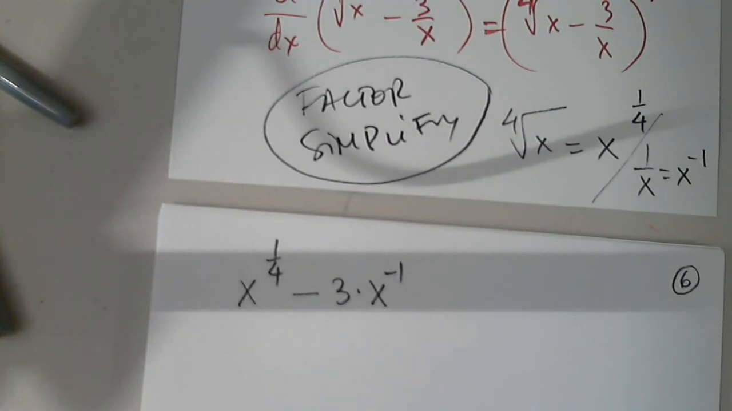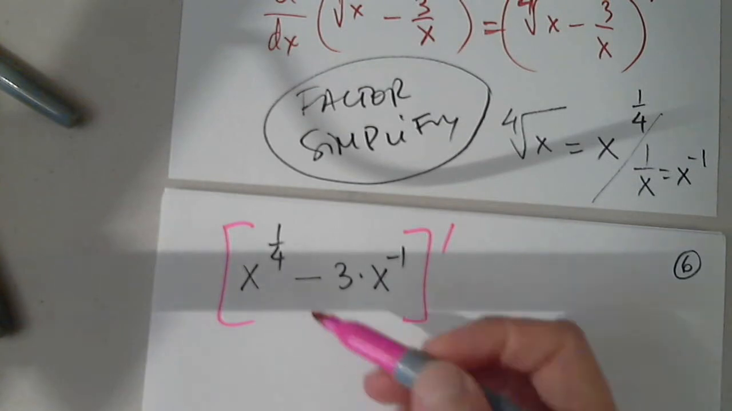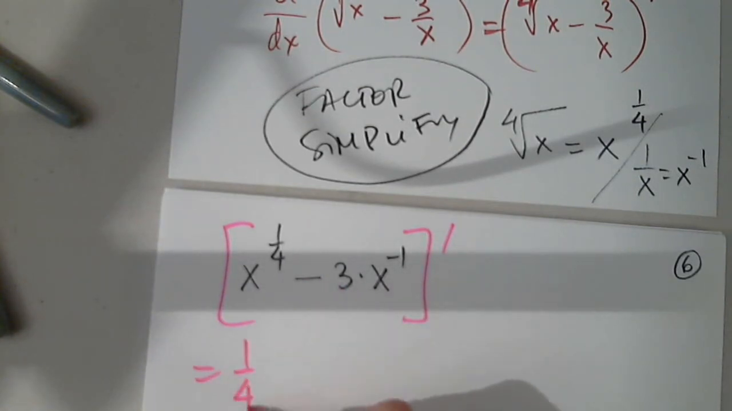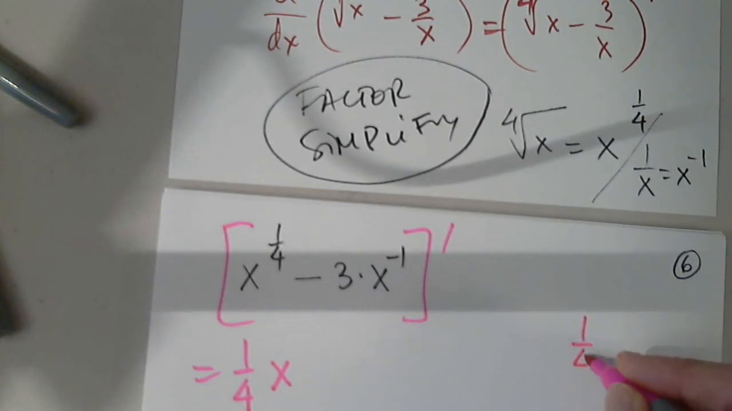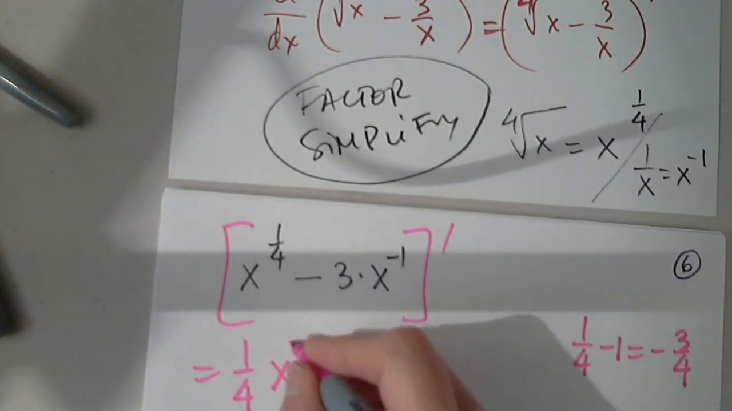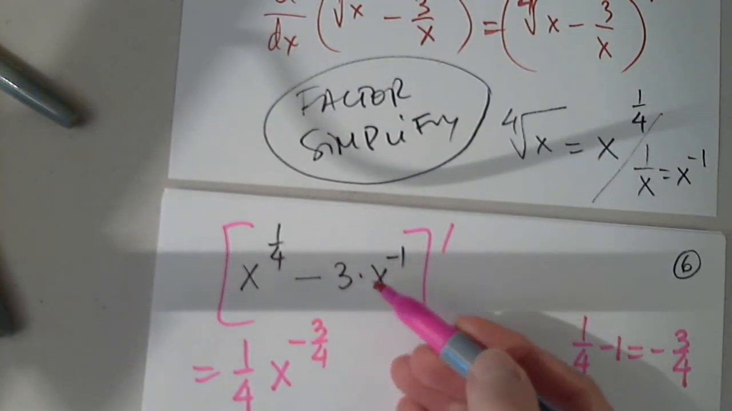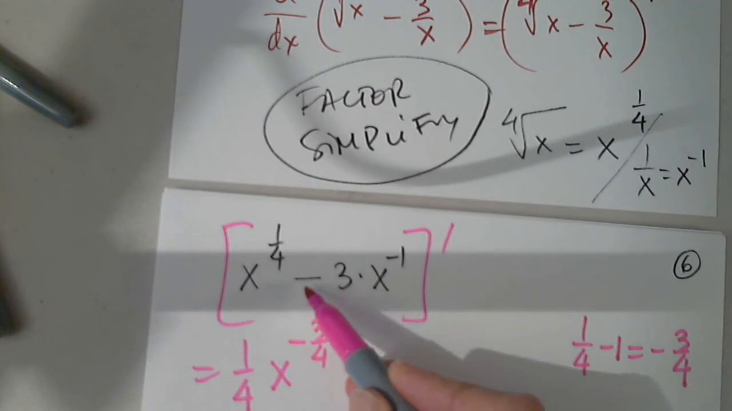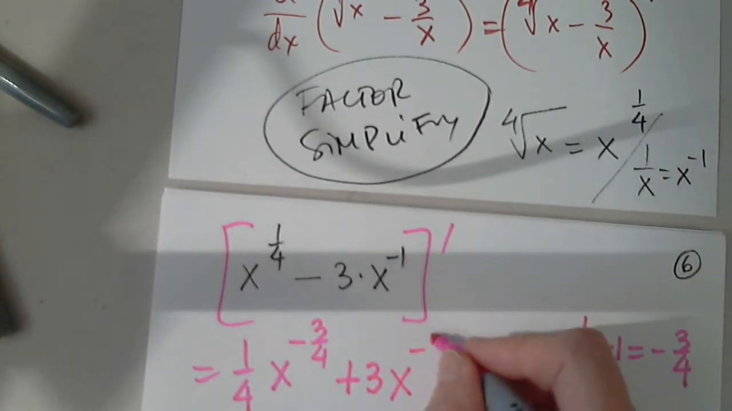Okay, so now I will differentiate. Bring the power in front, subtract 1 from the power. 1 over 4 minus 1, we know it's -3/4, so power -3/4. I bring the power in front, -1. I have to multiply it by -3. -3 times -1 is +3. And I have to subtract 1 from the power.